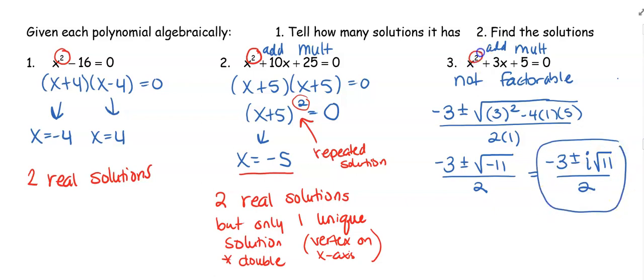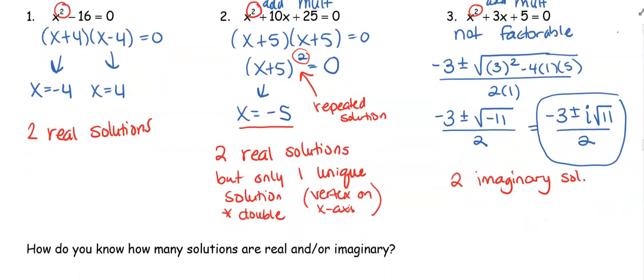Here again, the degree was 2. We have two imaginary solutions because of that negative underneath the radical. So all of these had two solutions. They can be real, they can be imaginary.